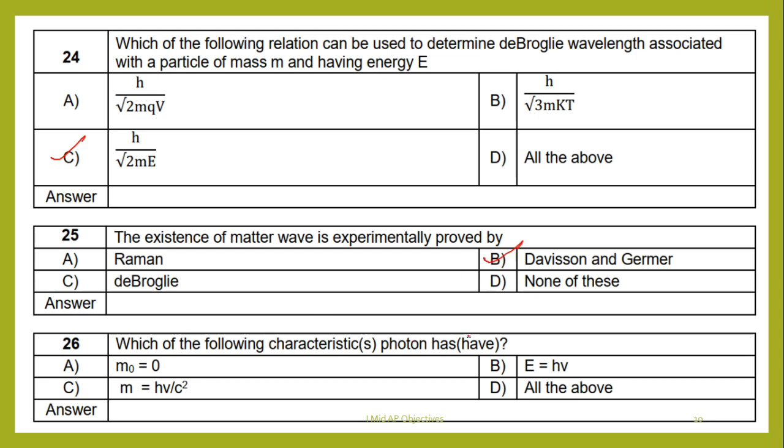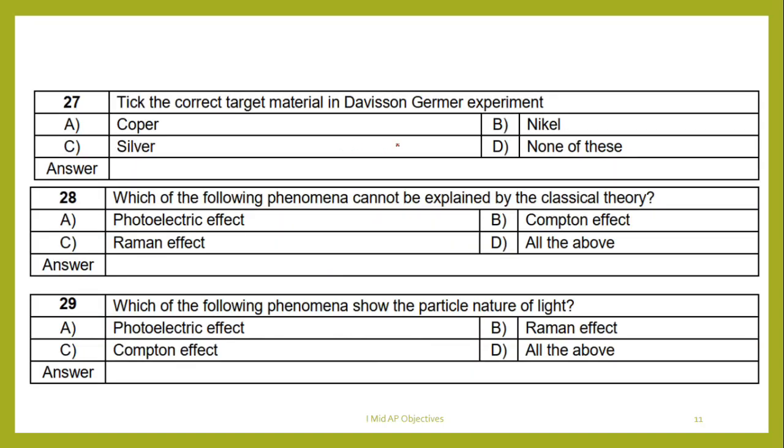Which of the following characteristics does a photon have? Mass zero, E equal to h nu, m equal to h nu by c square, all of the above. Pick the correct target material in the Davisson-Germer experiment. Nickel. Which of the following phenomena cannot be explained by classical theory? Photoelectric effect, Compton effect, Raman effect, all of the above. Which of the following phenomena shows the particle nature of light? Photoelectric effect, Compton effect, all of the above.